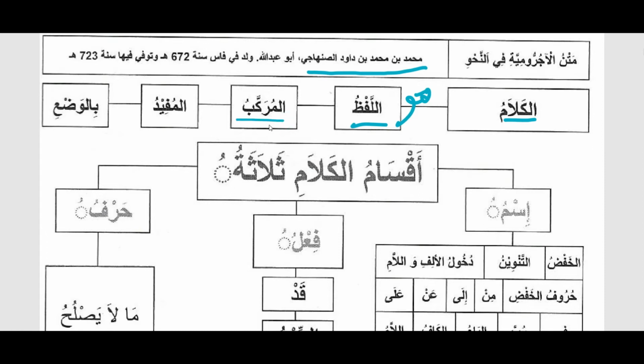Now we have al-murakkab. The meaning of al-murakkab is ma turukkiba min kalimataini fa akthar. It means whatever is arranged from two words, comprising two words and above. That is the real meaning of al-murakkab.